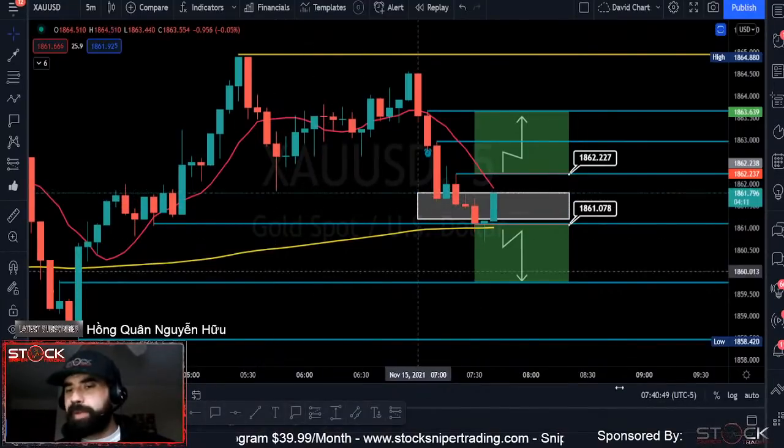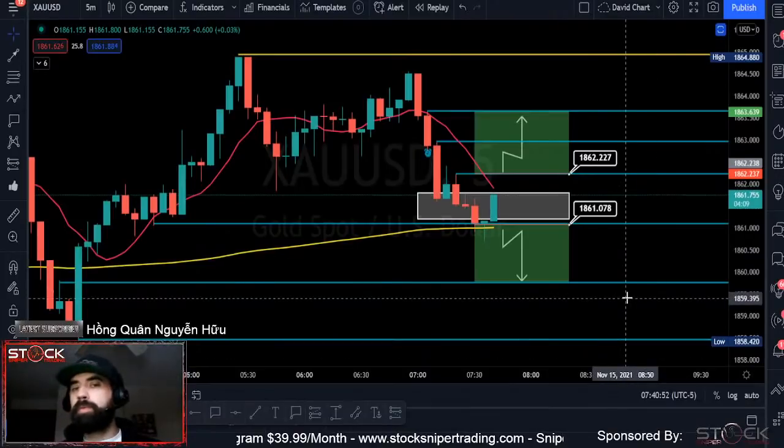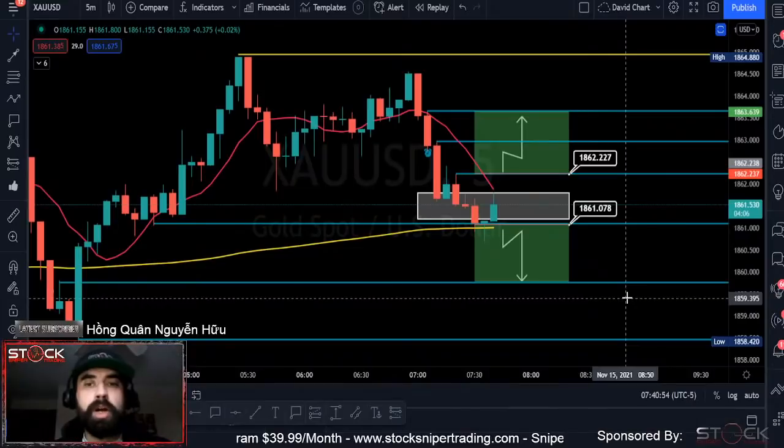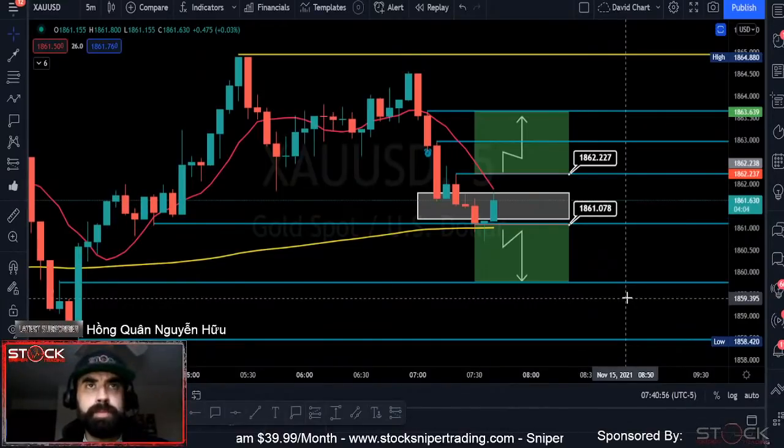So give gold a little bit of time, guys. 740, you know what I mean? 745, 8 o'clock, we're going to get the new hourly candle open up, looking for some potential next big moves.